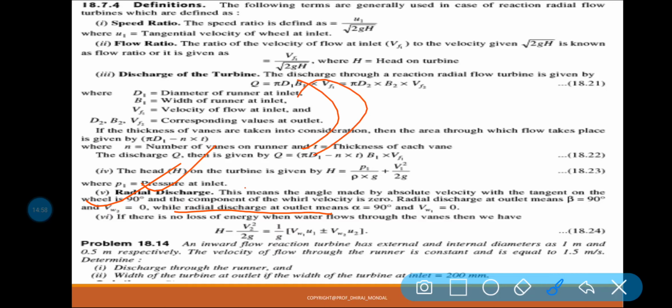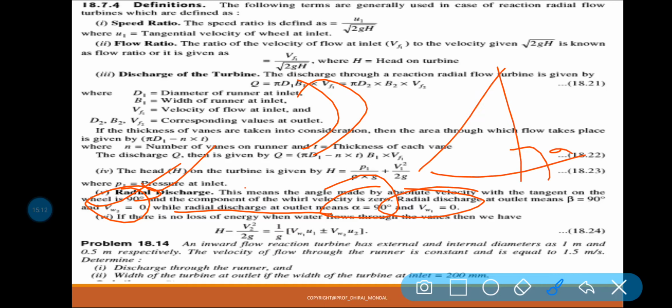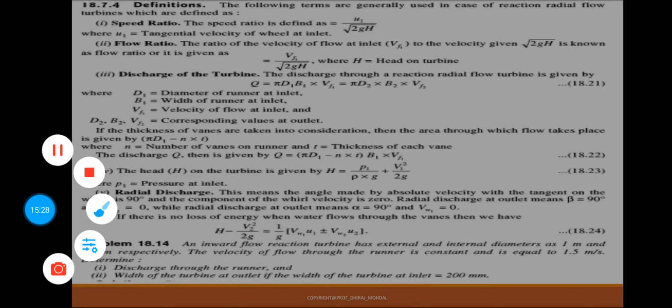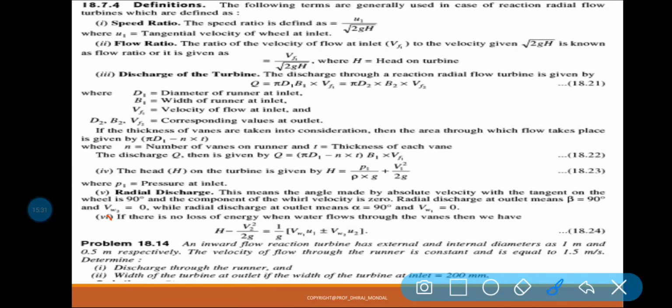While for discharge at the inlet, that means for an inward radial flow reaction turbine, this is your equation. But for radial discharge at the outlet, your alpha is equal to 90 degree. This is your alpha and beta, and this is your Vr1, and this one is your theta. At the outlet, this is your beta 90 degree and this is your Vr2 and this is your phi. So at that time Vw2 is equal to 0. Clear?